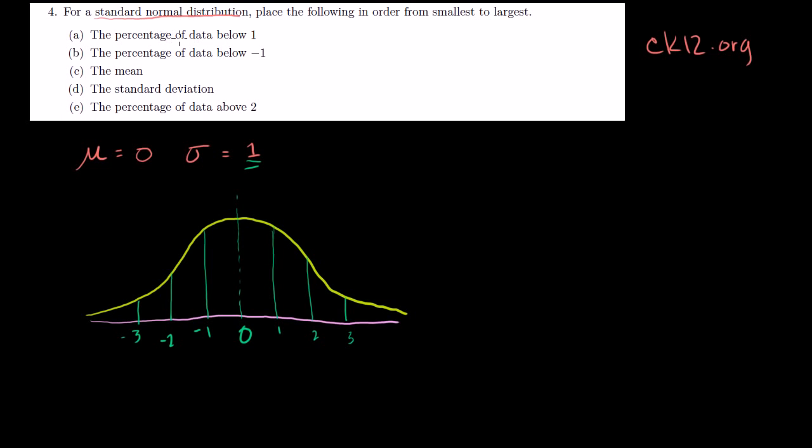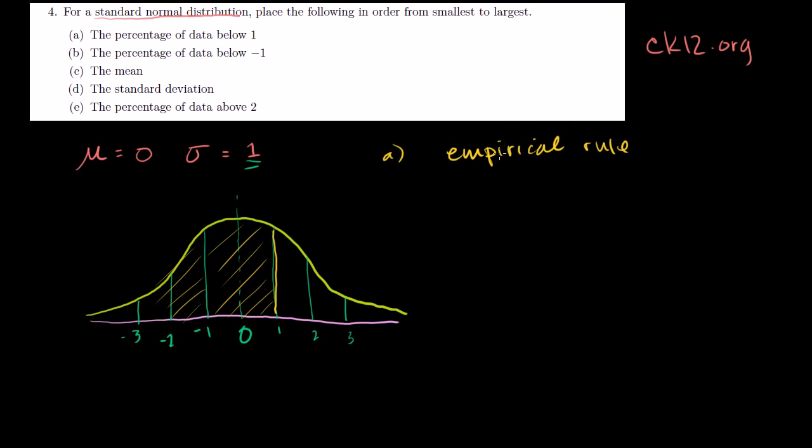So what's the percentage of data below 1? Part A, that's this stuff right here. So everything below 1. It's not just that little center portion, it keeps going. Everything below 1, right? Percentage of data below 1. This is another situation where we should use the empirical rule. Never hurts to get more practice.